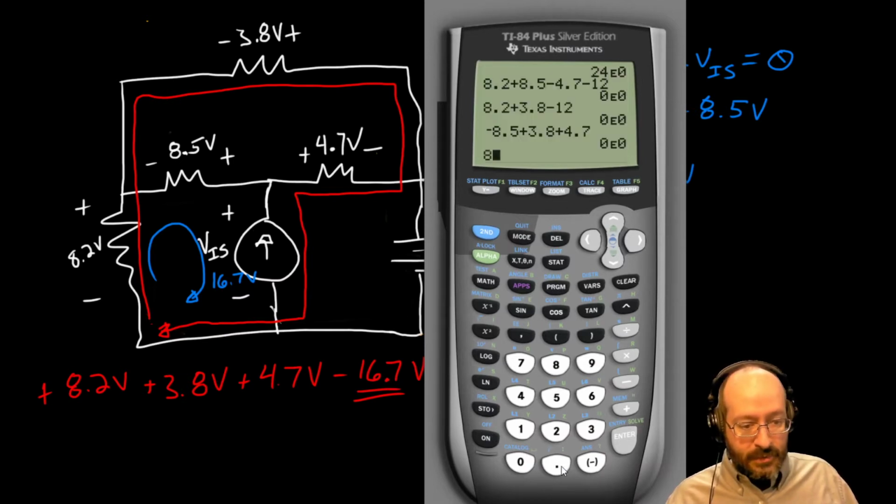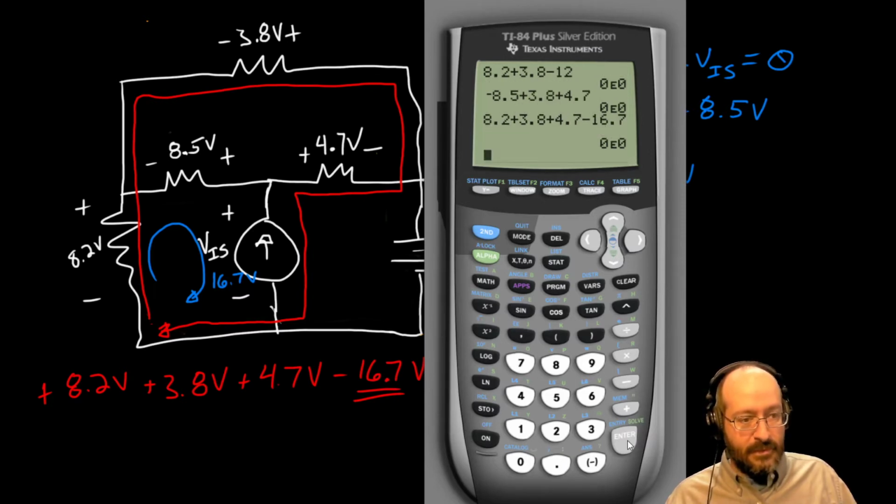Let's see. 8.2 plus 3.8 plus 4.7 minus 16.7, and that's equal to 0. So KVL held again in that case. We can use it to solve for unknowns. If there's an unknown voltage, maybe that unknown voltage is across a current supply. The current supply is going to have a voltage across it, and it should be consistent no matter which path we take around the circuit.